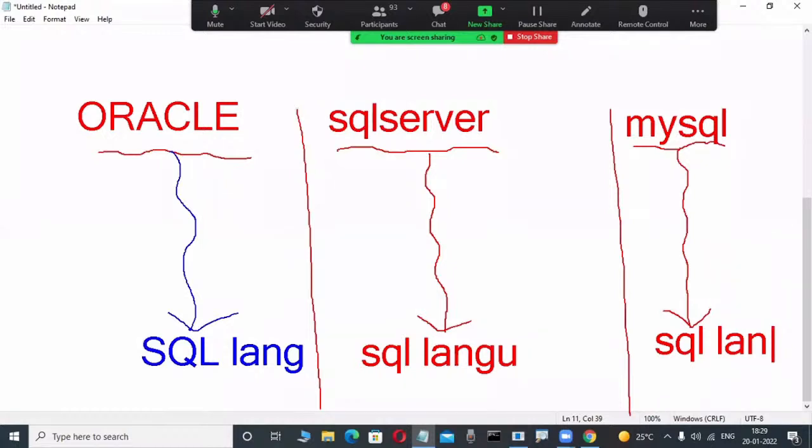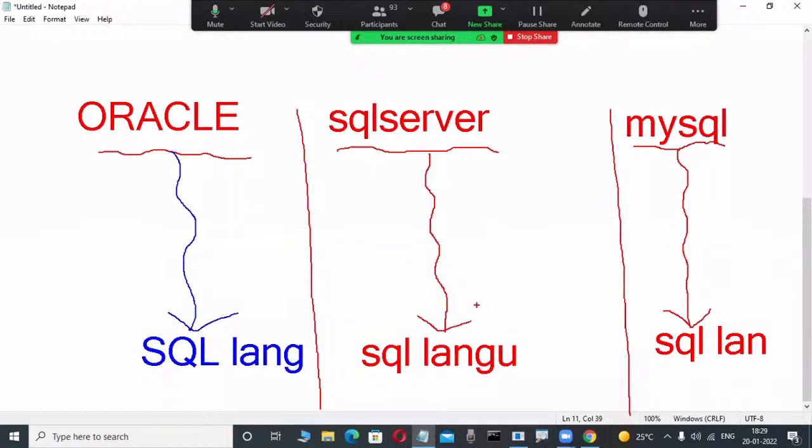Now what is my doubt? Many people attending this demo class have this doubt. Are all these SQL languages the same or different? Whether you are working on an Oracle database product, or your friend is working on SQL Server, or another friend is working on a MySQL database product, all of you are using SQL language. But are these SQL languages the same or different? Only one answer is correct.